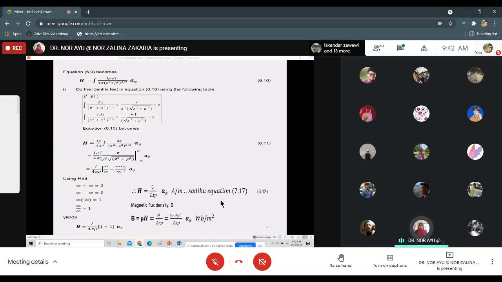H equals I, this is not 1, this is I, divided by 2 pi rho, and this is the direction, which is a phi, amperes per meter. If you need to find B, it will be mu H. So you just need to add mu here, which is mu I over 2 pi rho. And this mu could be mu R mu naught, I divided by 2 pi rho.